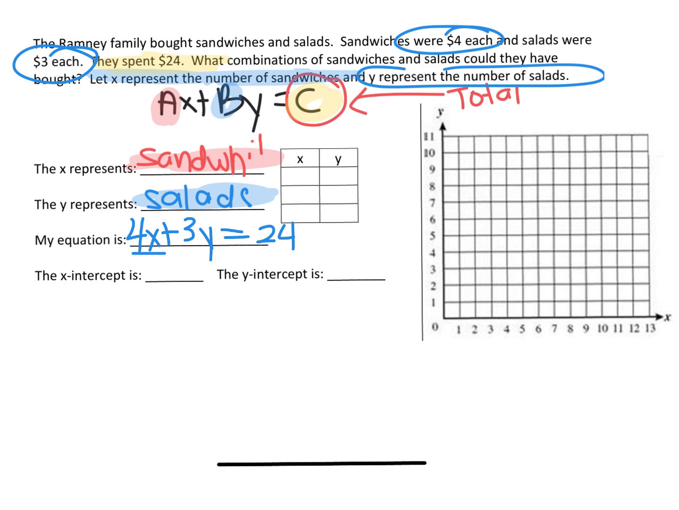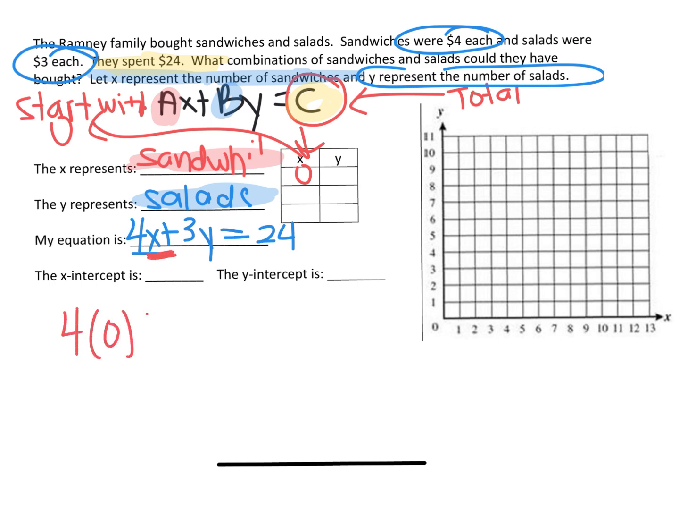All right, now the next step I'm going to do is always put 0 in my table. So I'm always going to start with 0. Now this column right here is X. So what value did I just put in for X? 0. So it looks like this. 4 times 0 plus 3Y equals 24. This is solving a two-step equation, all right? So I know that 4 times 0 is 0. So I'm going to put that here.